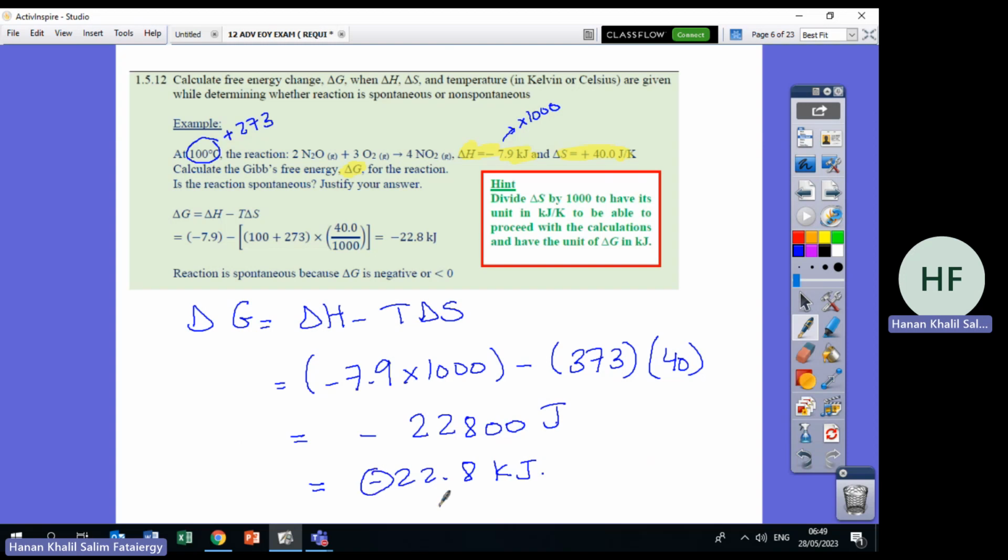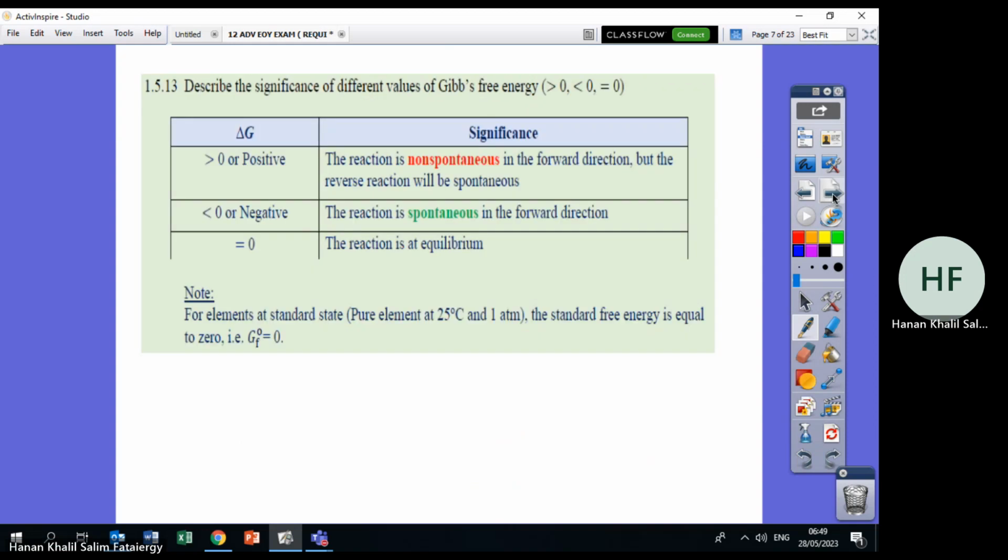Okay, if delta G is negative, this means that the reaction is spontaneous. Okay, we said if delta G is positive, non-spontaneous; negative, spontaneous; and equal to 0, the reaction is at equilibrium.